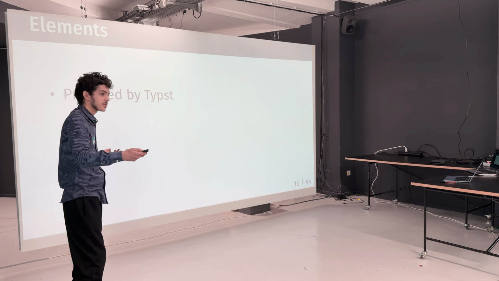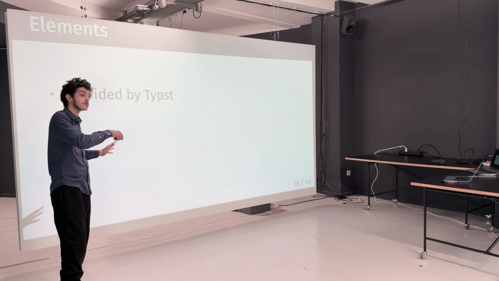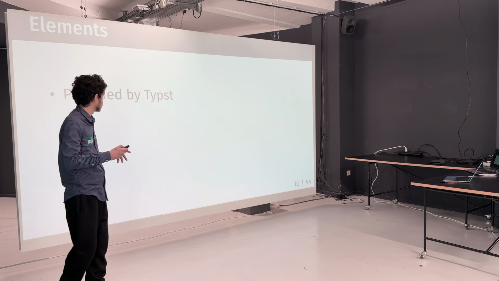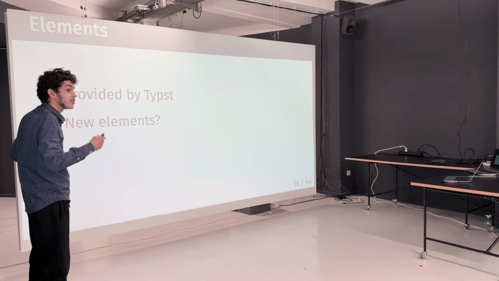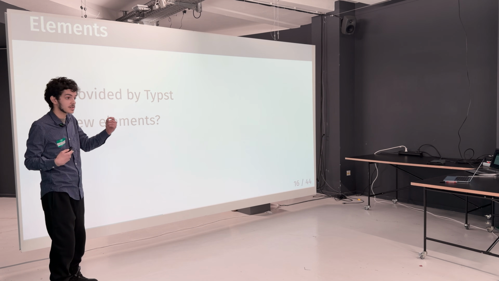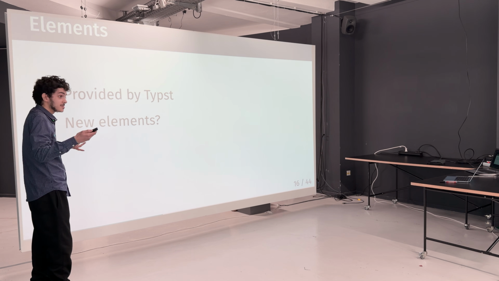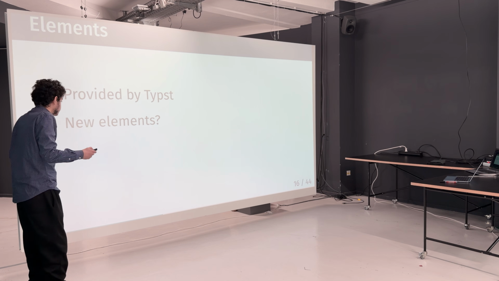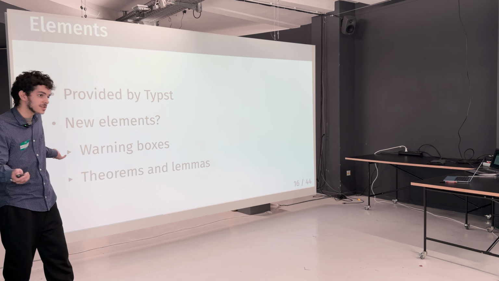In the standard library of types, if you type, let's say, heading, or emphasis, all of those elements are built in. But what if I want an element that is not in the standard library? I want to provide a new label, a new name to a part of my document, so my template can provide styles for it. But what if it's something new? So for example, warning boxes, theorems, lemmas, there are many cases of that.